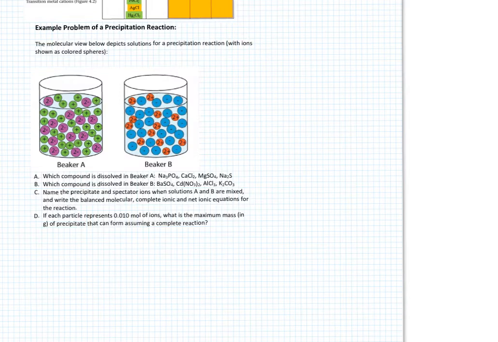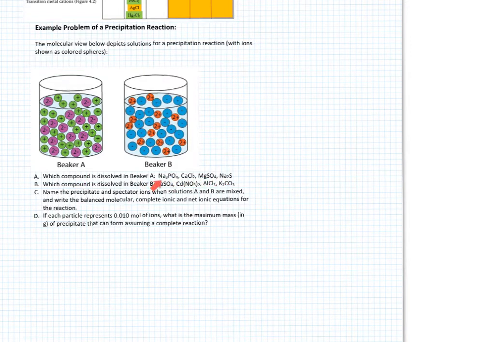We have a solution, beaker A, beaker B. Both of them are dissolved ions, and let's just pretend there's actually more space between them. Just for the sake of argument, they're drawn close together, but there really would be a lot more space with water molecules in between them. And so the first question is, part A, which compound is dissolved in beaker A? We got 4 different possibilities here.